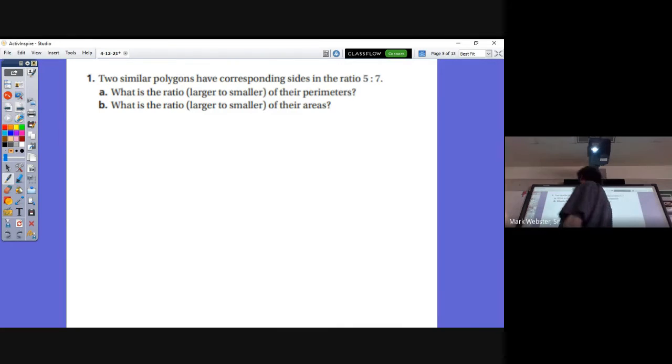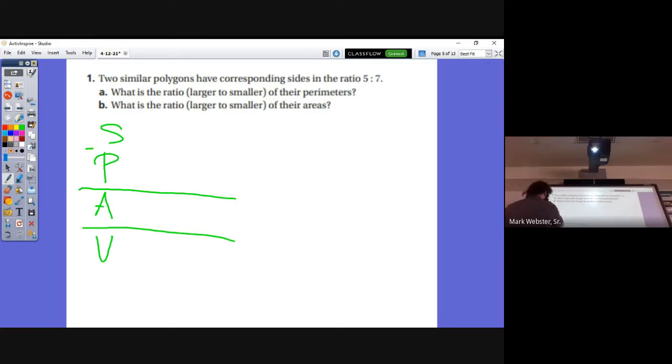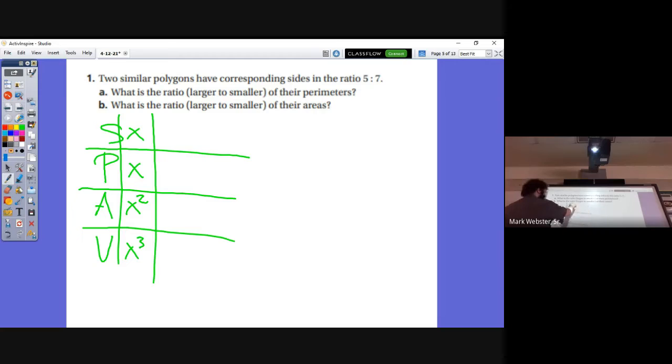Okay, so let's go over this. First things first, we look at this and we say, all right, 5 to 7. They say larger to smaller, right? So we just want the larger number on top. Instead of doing 5 to 7, I'm gonna do that just so all of my ducks are in a row. And then I'm gonna just fill it out. So 7 over 5, and then I'm gonna square it, so 49 over 25.